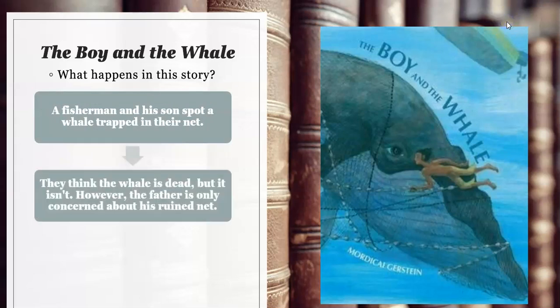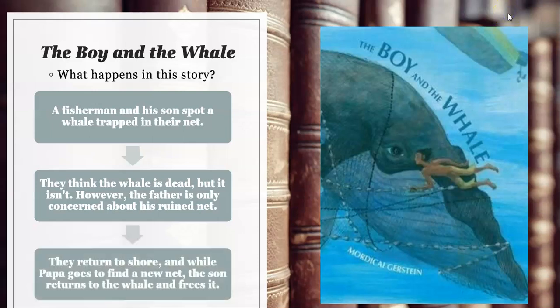Then they think the whale is dead, but it isn't. However, the father is only concerned about his ruined net. He doesn't show a whole lot of concern for the whale at all. He's just really worried about how his net is ruined and what effects that'll have on his family. But by the end of the story, the fisherman and his son return to shore, and while Papa goes to find a new net, the son goes back to the whale and cuts away the net, freeing it.